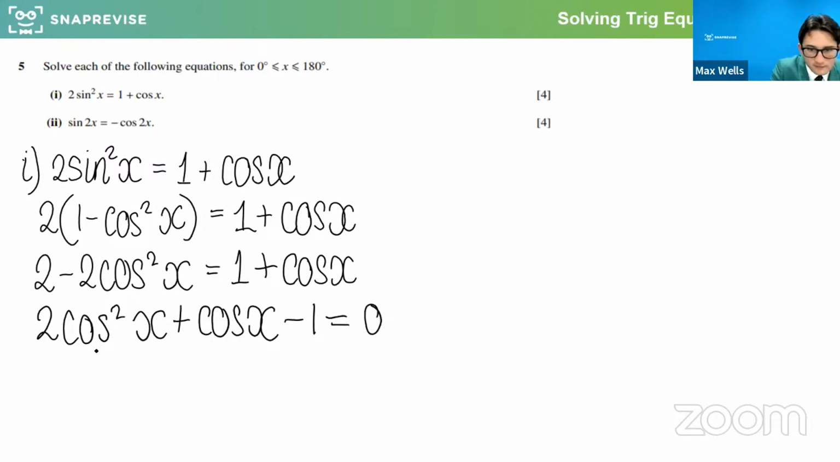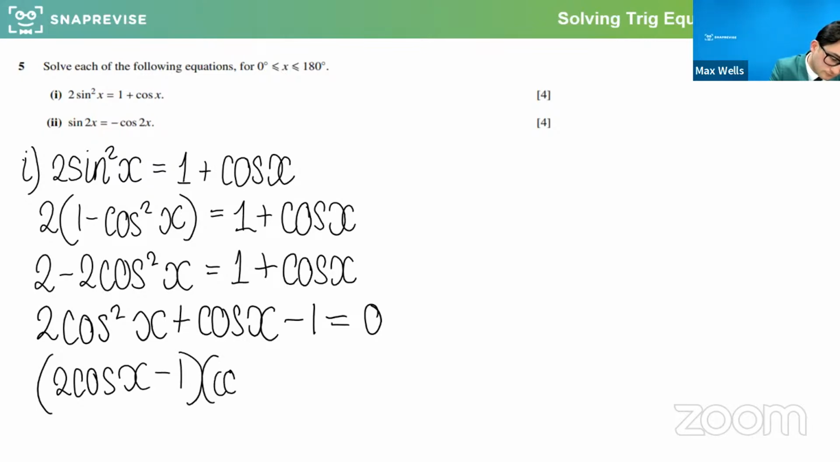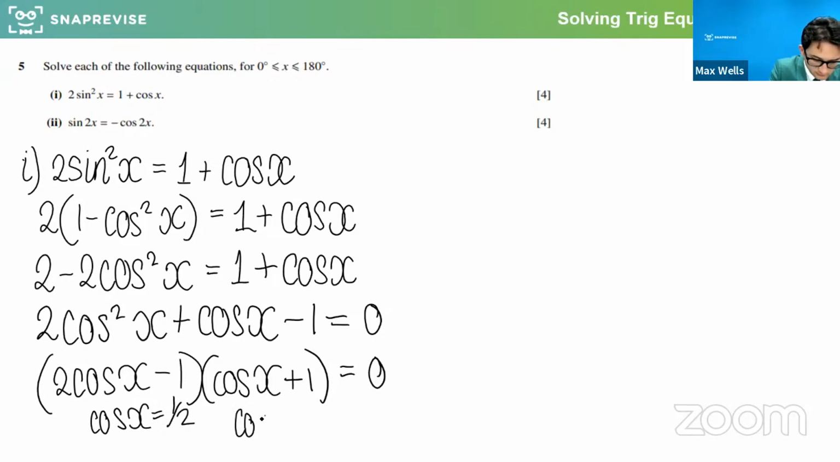I could let that equal y and try to factorize it, but it would factorize as (2 cos x minus 1)(cos x plus 1). So here cos x equals a half and cos x equals minus 1, which is actually valid as well. So if you do your principal values for each of them, inverse cos of a half is 60.